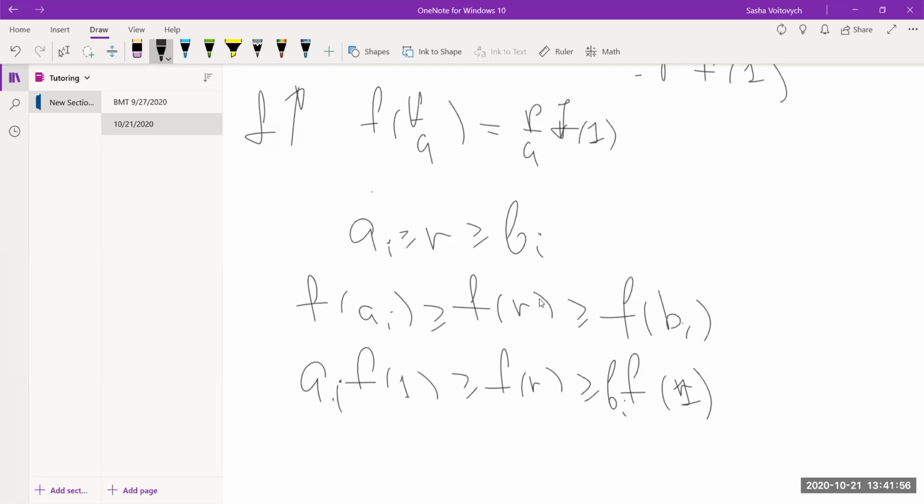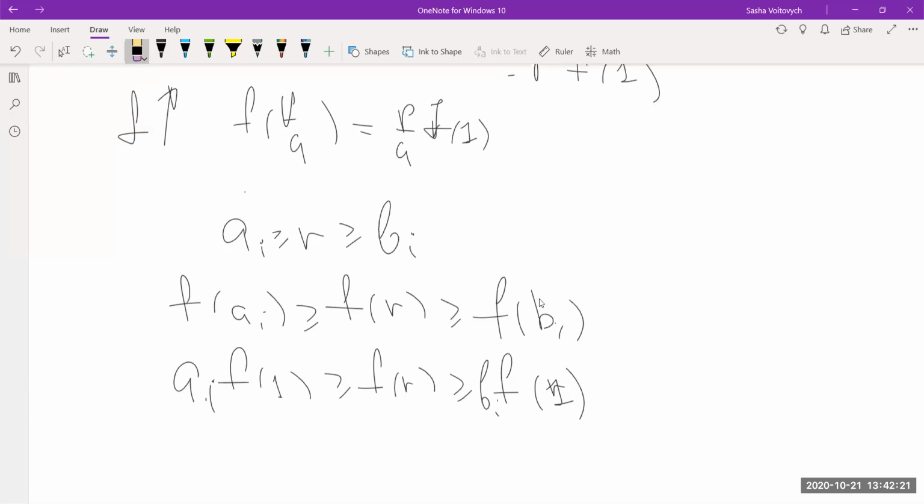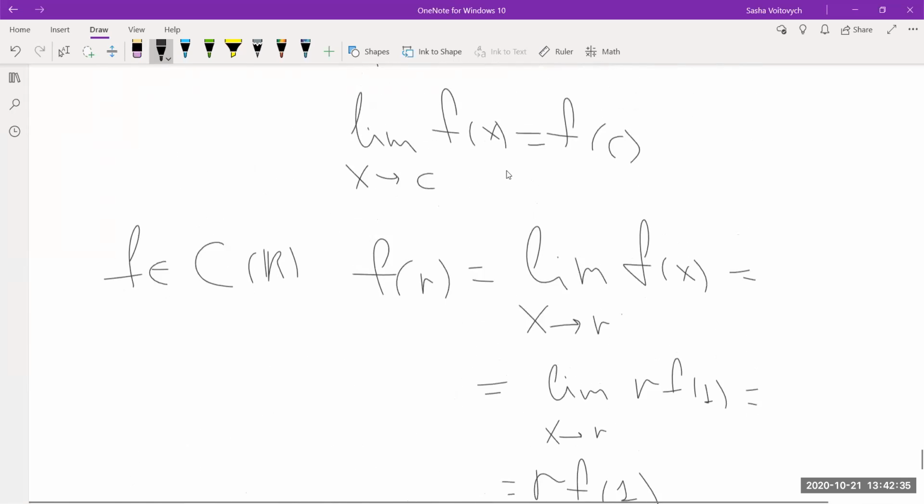Because a_i and b_i at infinity approach the same point r, then this is a famous theorem in calculus: if we have three sequences and one is bounded between two other ones, and the two bounding sequences approach the same number, then the middle sequence also approaches the same number. Therefore, f(r) is equal to r f(1), because this is the limit of these two, and f(r) is bounded between them. Okay, so this is how we solve the Cauchy equation.